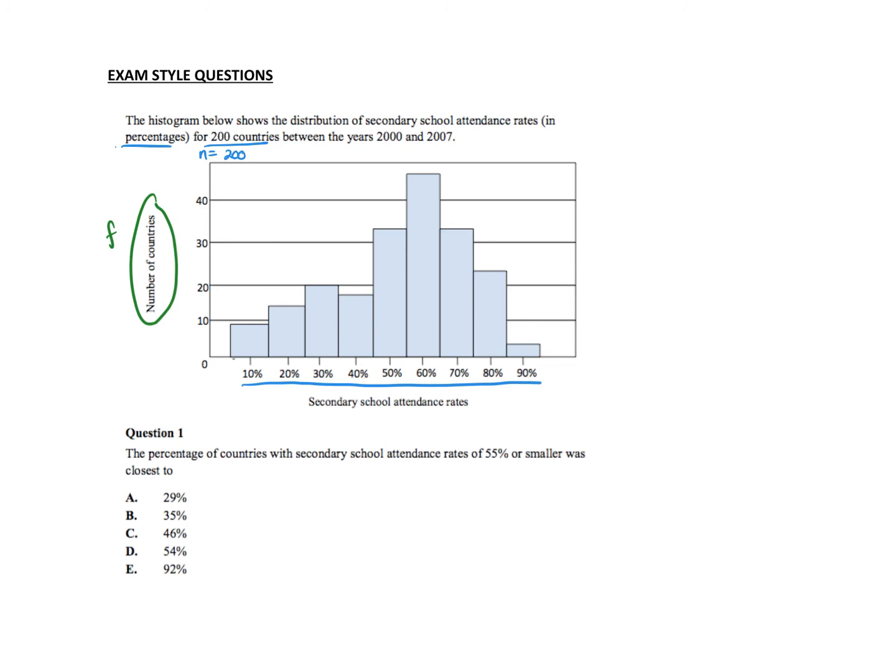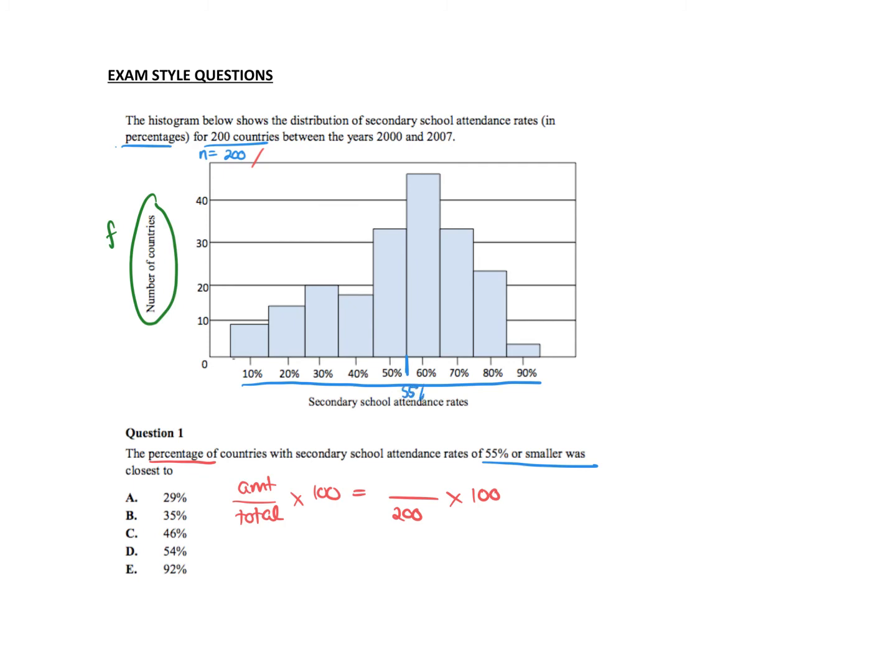When they ask down here for the percentage of countries with secondary school attendance, once again, percentage is the amount out of the total times 100. We know the total, they gave that up there. That's 200, times 100. But what we're looking for now is, of these 200, which had an attendance rate of 55% or smaller? So you go find 55%. Here's 55%.